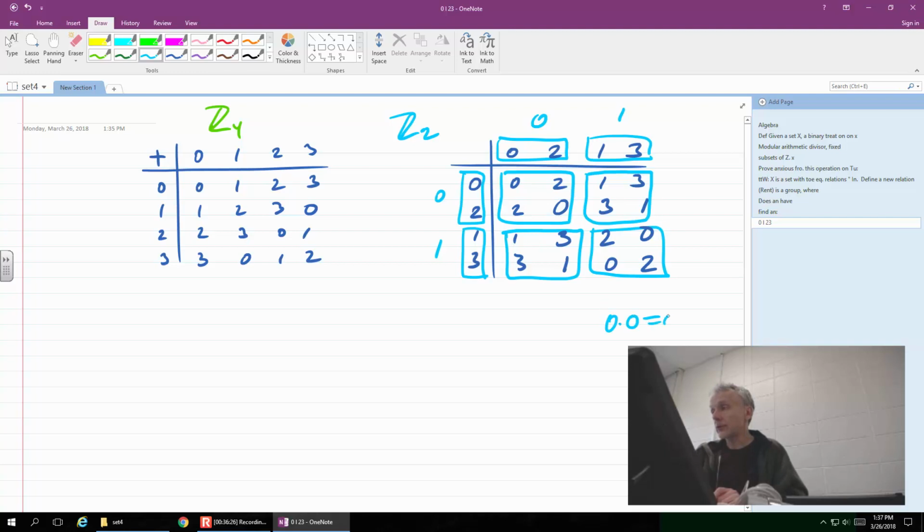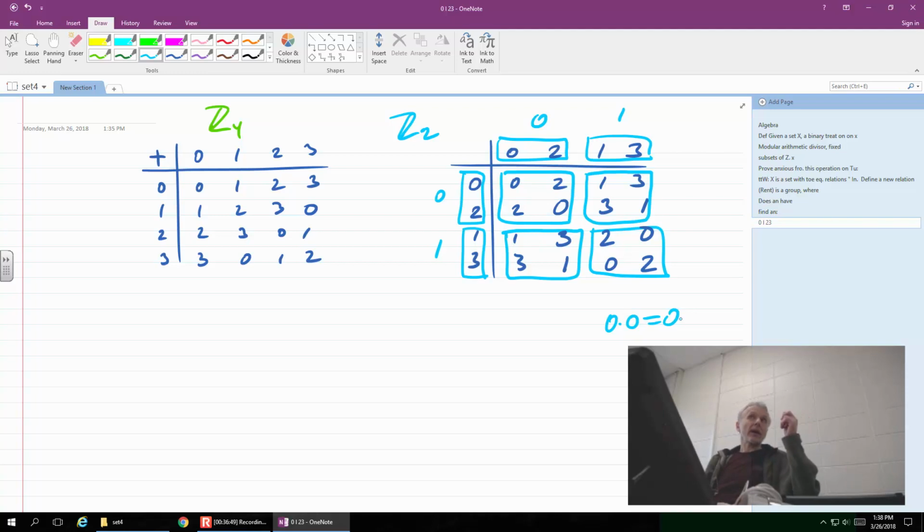0 times 0 is equal to 0. Can you justify this based on the table? Yes. How? Because the only spot where 0 and 0 cross is 0. No, I would do what we just did.